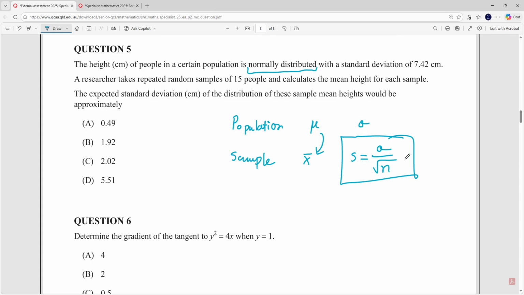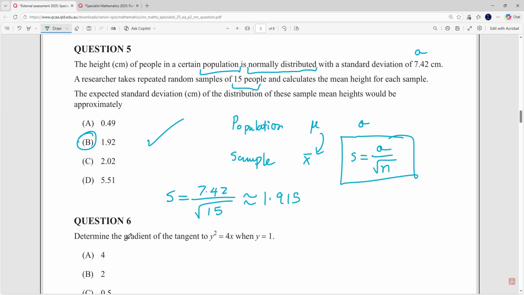So here, what they've given you is that is your standard deviation of the population. Okay? Because it says population here. And they've said 15 people. So the standard deviation of your sample would be 7.42 divided by the square root of 15. And you probably have to shove that into your calculator to get your actual answer. Okay? So let's see what we get. Divided by square root of 15. Okay, so this gives us about 1.915. Okay? So if we were to round that roughly, the closest answer there is most likely going to be B.